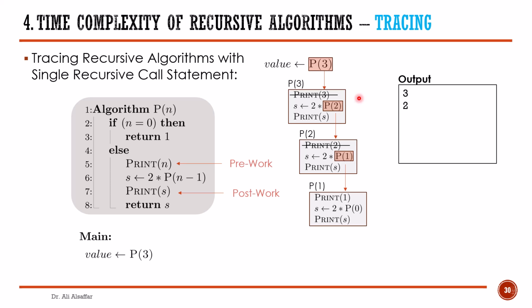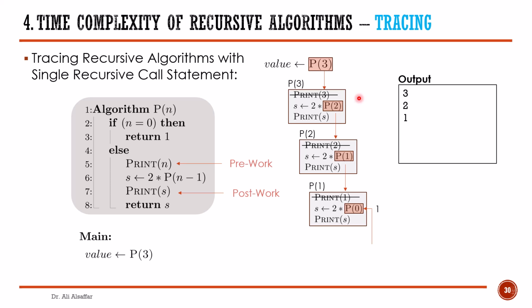Now we are inside P(1). Since 1 is not equal to 0, then the algorithm will jump to the else statements and will print 1, followed by calling the algorithm recursively by P(0) with a parameter equal to 0. Eventually, we are inside P(0). Since n is equal to 0, then the algorithm will return back to the previous recursive call, returning 1 to the call P(0).